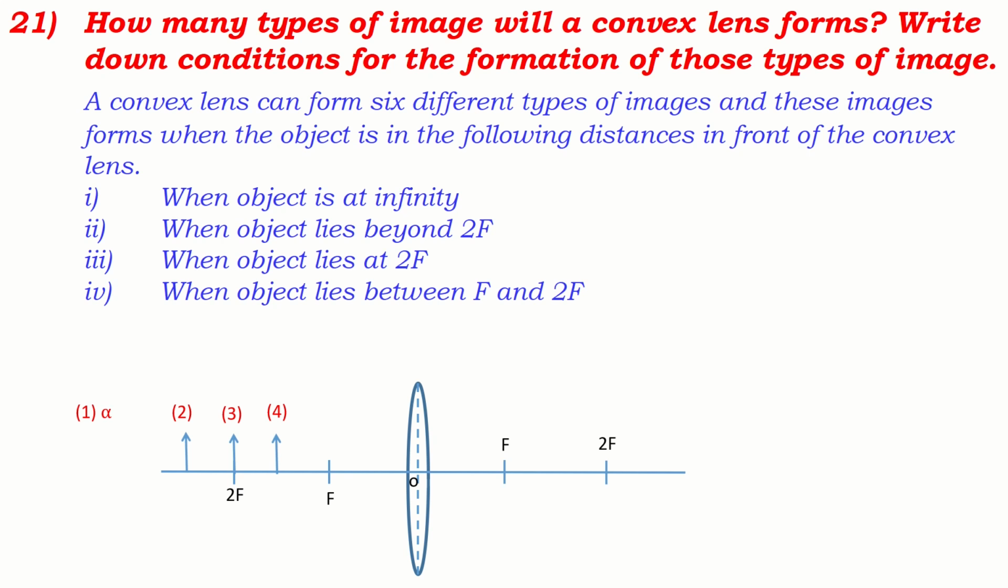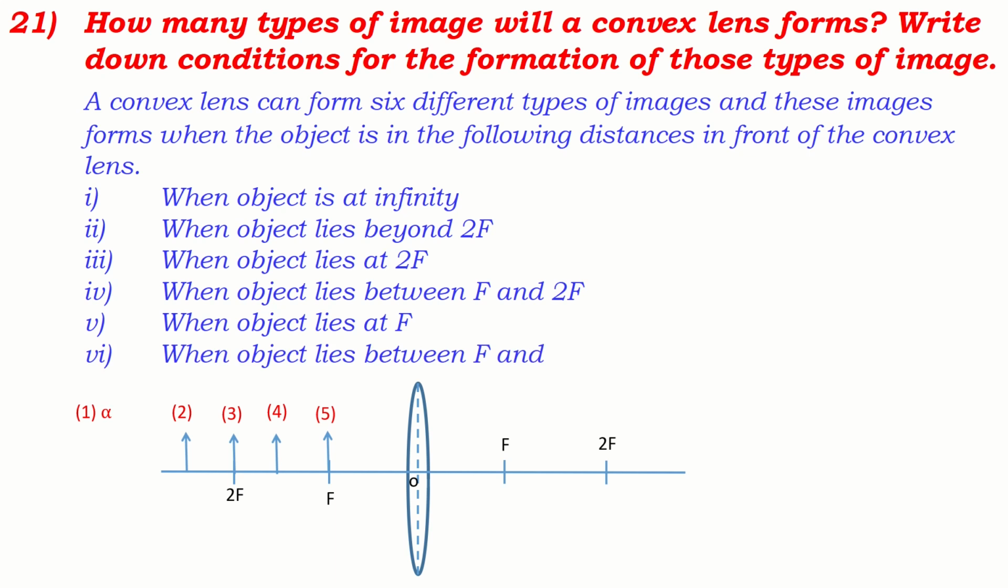We'll draw this also. And when the object lies at focus, focus means we'll put the object at this place and we'll draw another ray diagram. And when the object lies between f and o, we'll put it somewhere here and we'll draw another diagram. This way, taking the object in different positions, we are going to draw ray diagrams, and there are 6 different conditions and 6 different types of image a convex lens forms. Okay, let's start with the first.